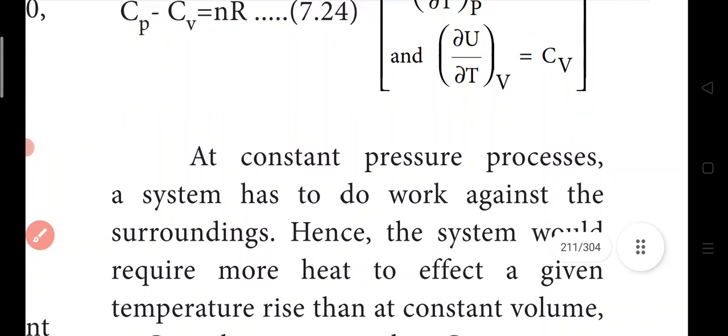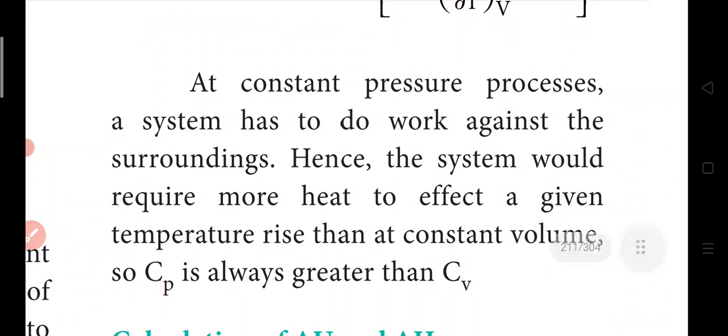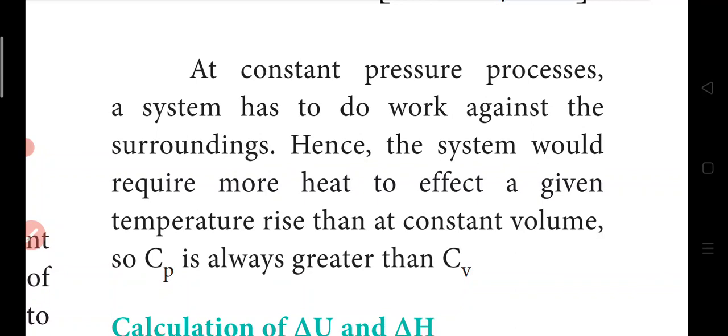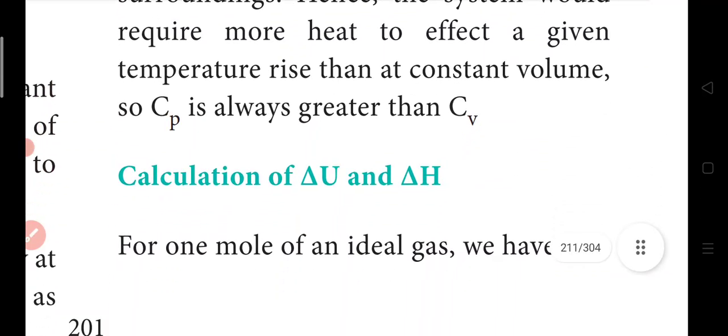At constant pressure, the system has to do work against the surroundings. At constant pressure, what has to be done? Against the atmospheric pressure, it has to do work. So hence the system will require more heat to effect the given temperature rise than at constant volume. So always Cp will be greater than Cv, because the system must do work against the atmospheric pressure.